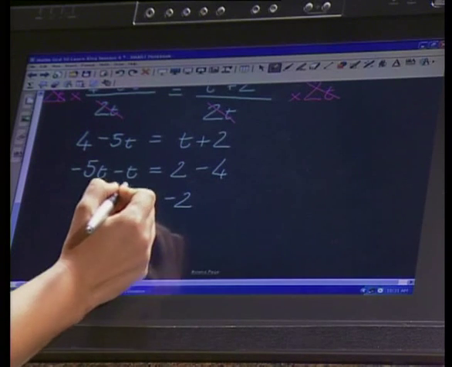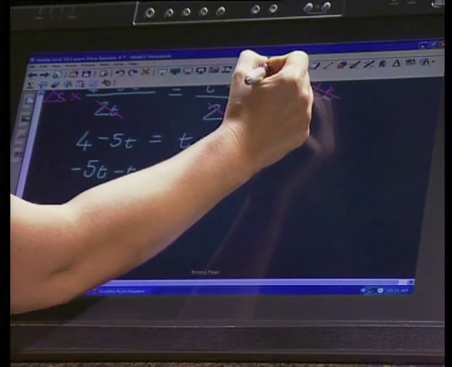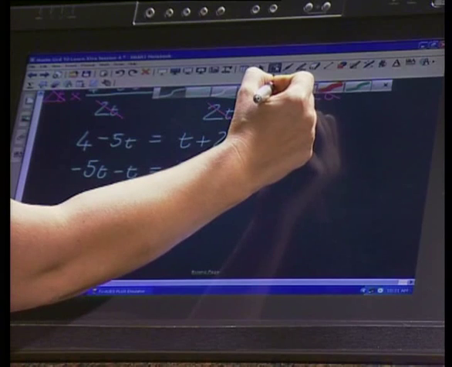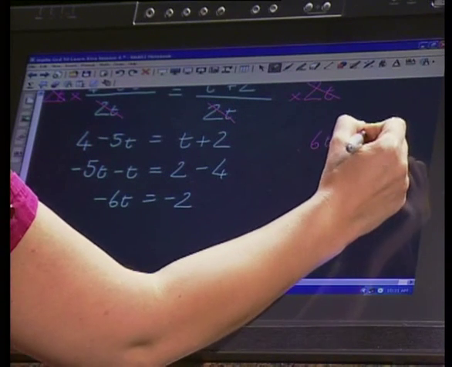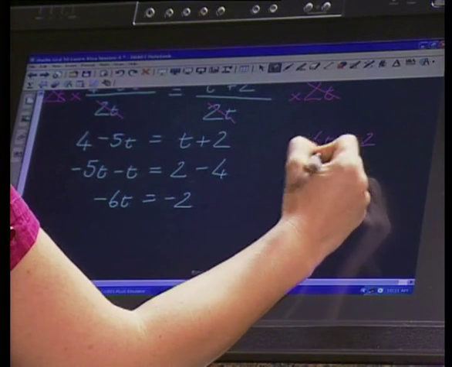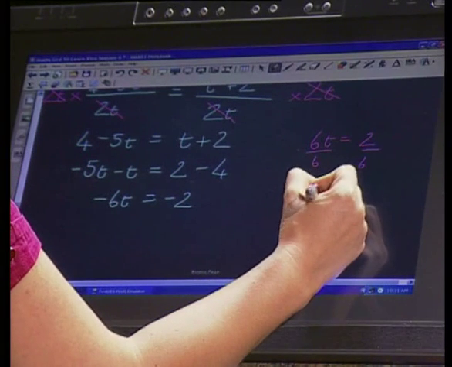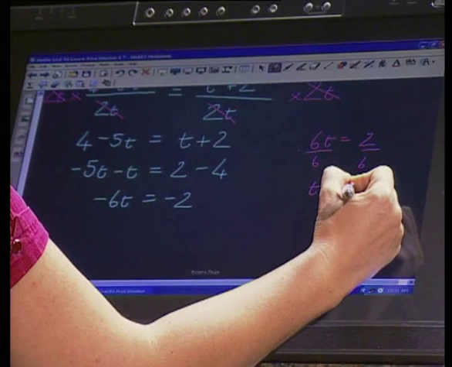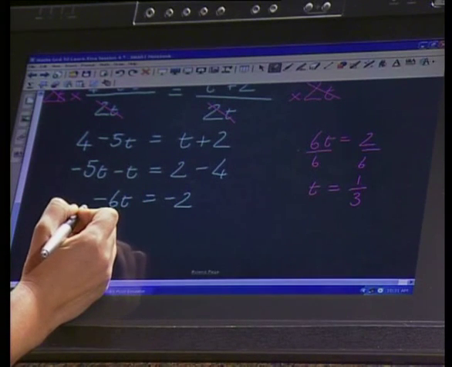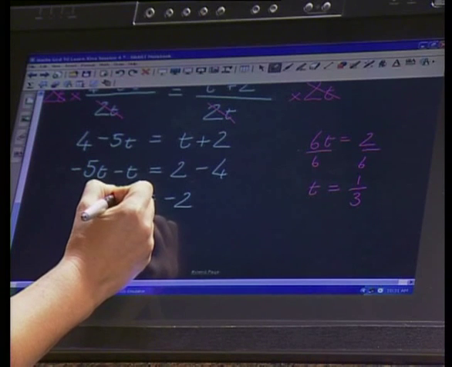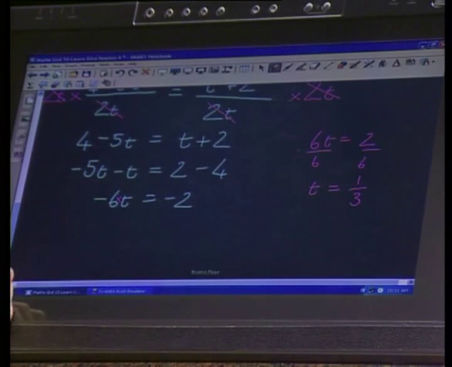How do I get rid of that minus 6t? And this often confuses people because usually if it was just 6t is equal to 2, they would know you would divide both sides by 6 and you would get an answer of t is equal to 1 over 3. But because of the minus, they get confused. There's no reason to get confused. You always look at what it is doing.